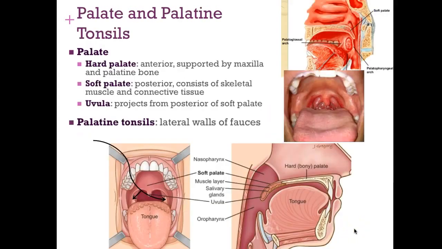So within your oral cavity, we also have the palate. We have the hard palate, that is made up of your maxilla and palatine bone. As we move more posteriorly, we will run into your soft palate that is covered by skeletal muscle and connective tissue. And then posteriorly hanging from that soft palate, we have your uvula. This projects posteriorly so that when we eat or drink, this uvula will fly backward and cover up your nasal cavity here.